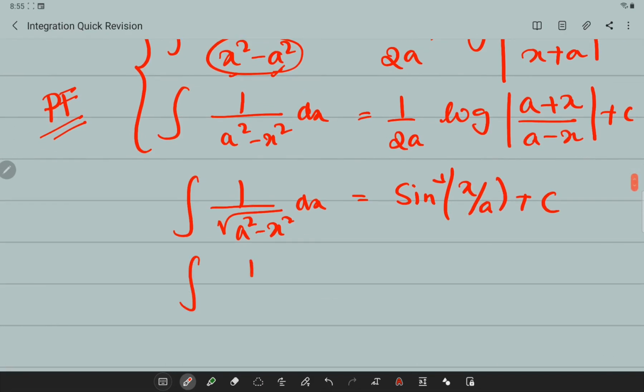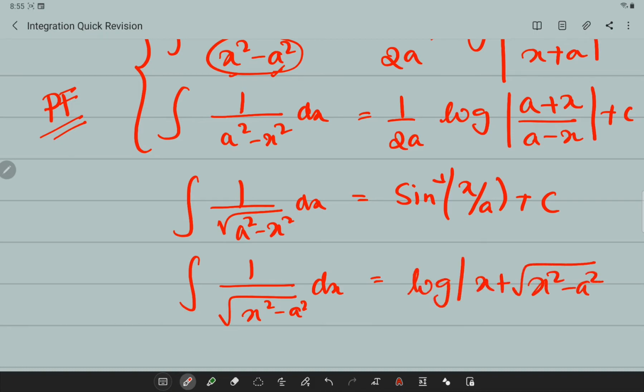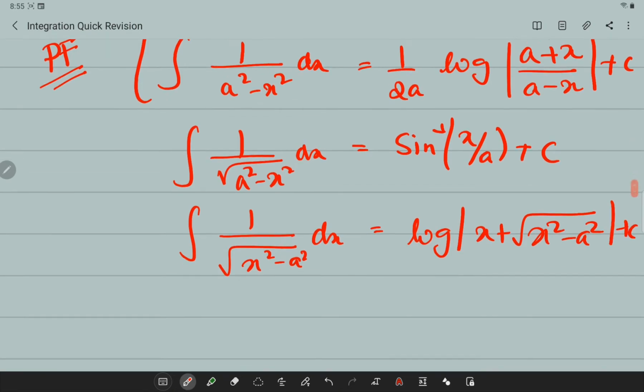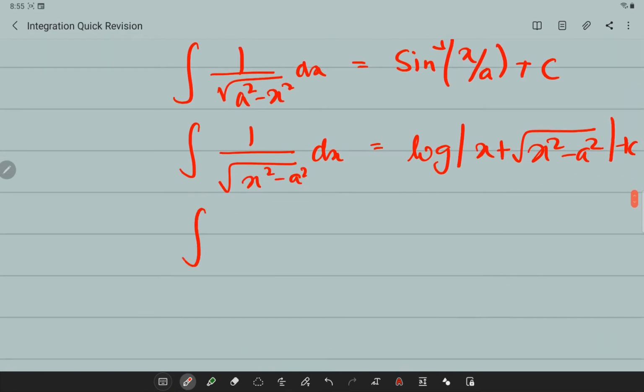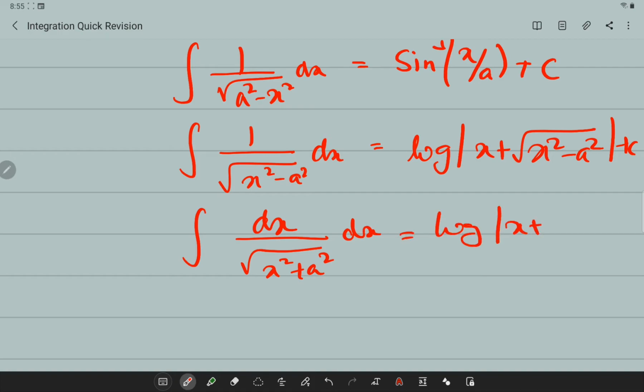And similarly integral 1 by root over x square minus a square dx is log mod x plus root over x square minus a square plus integration constant. And finally integral dx by root over x square plus a square is equal to log mod x plus root over x square plus a square plus c.